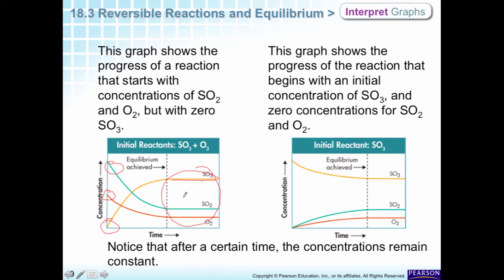Another scenario is, what if we're going backwards? What if we have our SO3 in this picture, we have some quantity of that, but our former reactants are at 0.